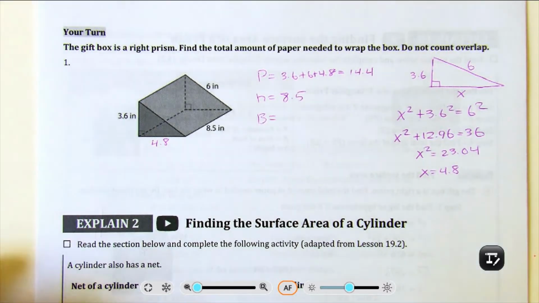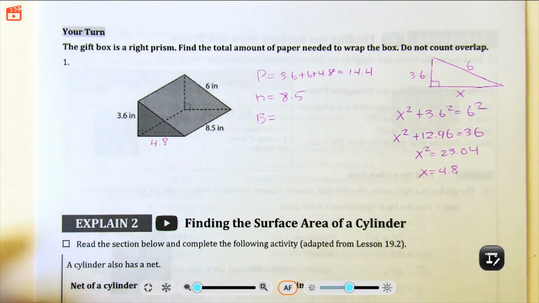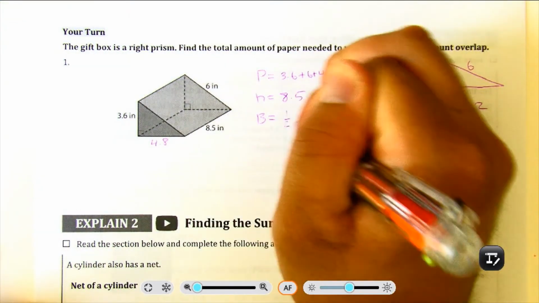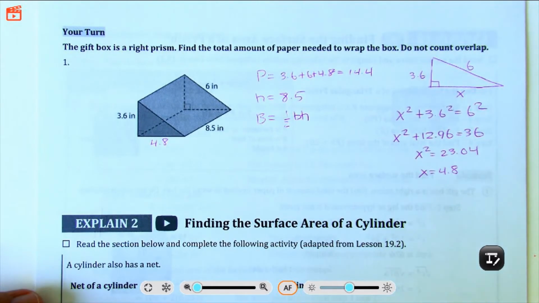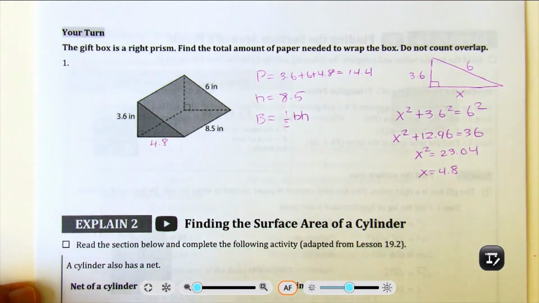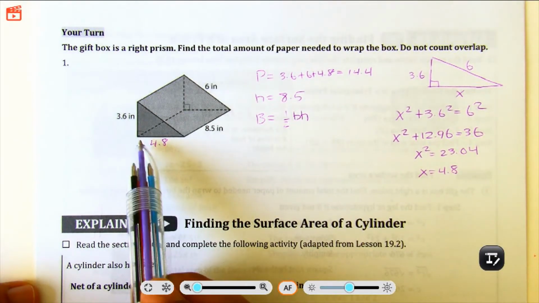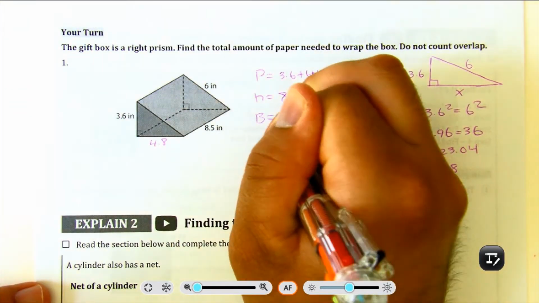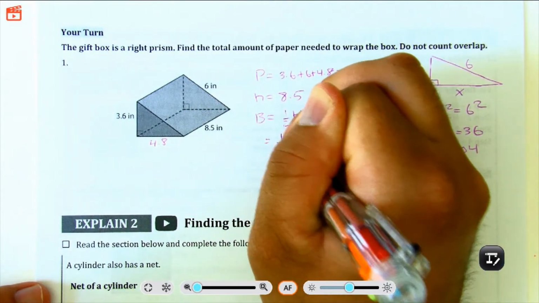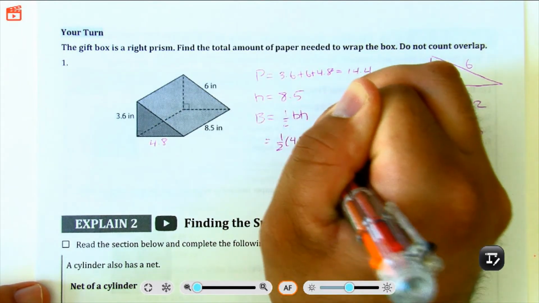So to find the base, we're going to use the formula 1/2 little b times h. Now that is the area of a triangle formula. So the base of the triangle is 4.8. The height of the triangle is 3.6. So our formula would be 1/2 times 4.8 times 3.6.